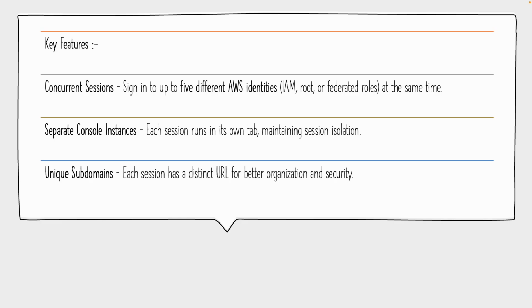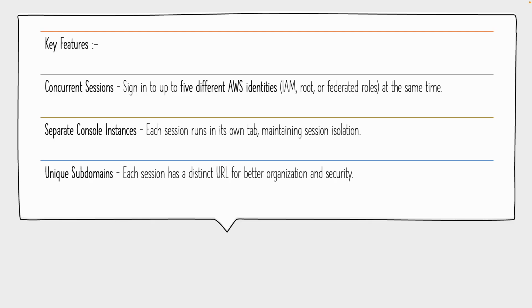Separate console instances: each session runs in its own tab, maintaining session isolation. For example, in one tab you can have an IAM user session, and in another tab you can have the root account session. Unique subdomains: each session has a distinct URL for better organization and security. Every URL in every session is different from the other tab, so the management of sessions and domains, from an organization and security perspective, is also handled by AWS.